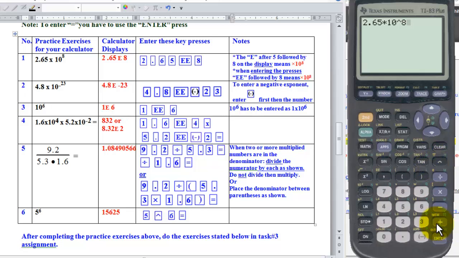This is 2.65 times 10 to the power 8, which is equivalent to 265 million, because 10 to the power 8 means 1 and beside it 8 zeros, which is equivalent to 100 million. So we are multiplying 2.65 by 100 million, so the answer will be 265 million.